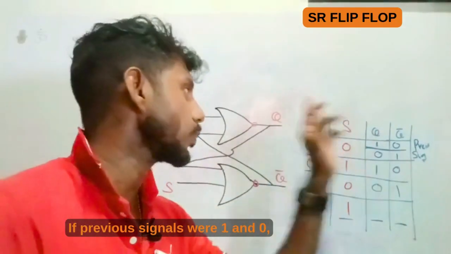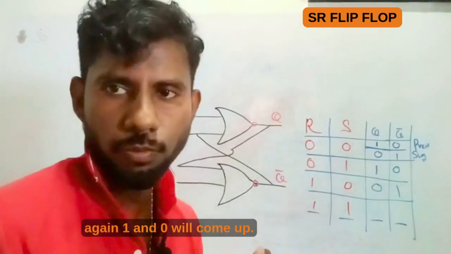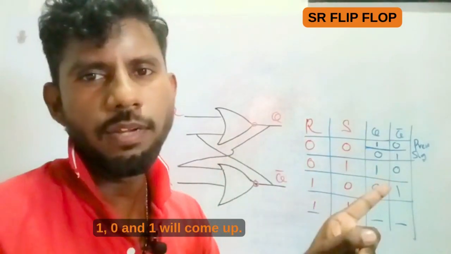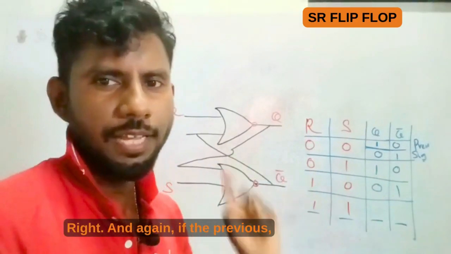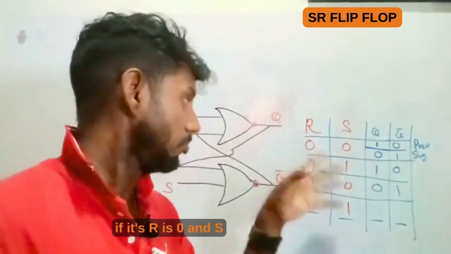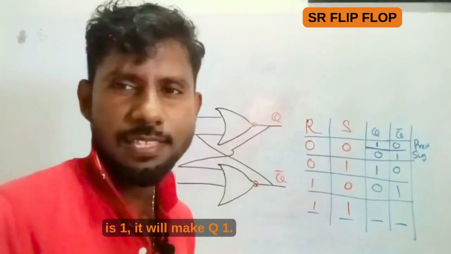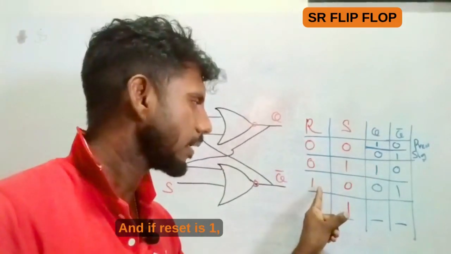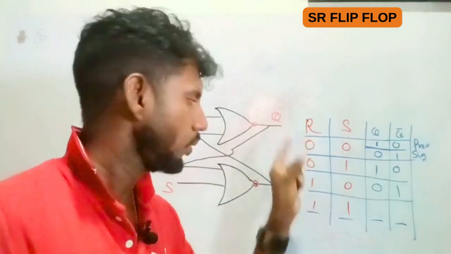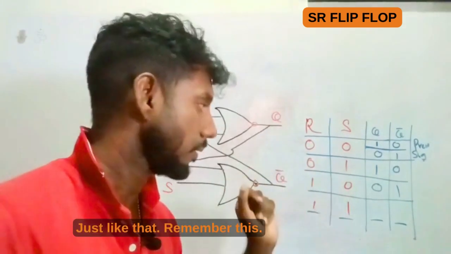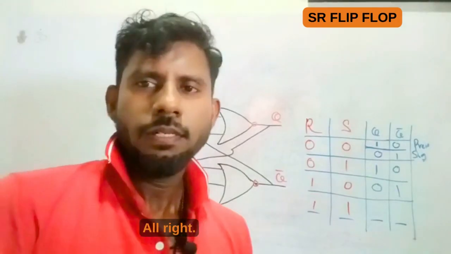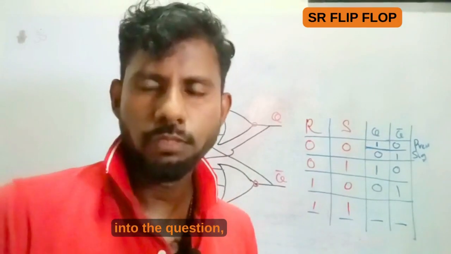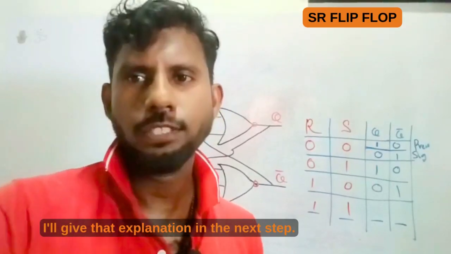If the previous signals were 1 and 0, again 1 and 0 will come up. And if the previous signals were 0 and 1, 0 and 1 will come up, right? And again, if R is 0 and S is 1, it will make Q 1. And if reset is 1, it will make Q 0. Just like that. Remember this. If you want to go deep into the question, I'll give that explanation in the next chapter.